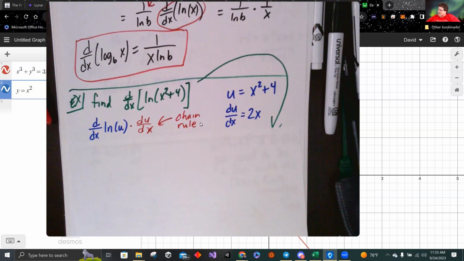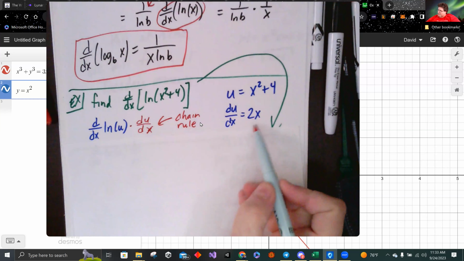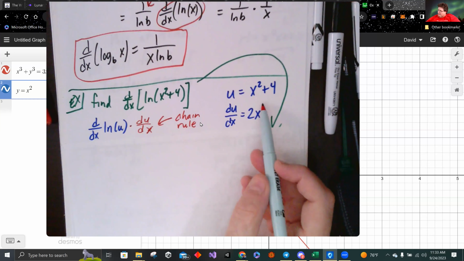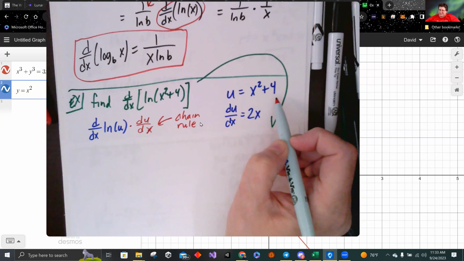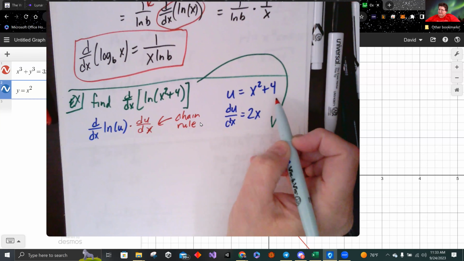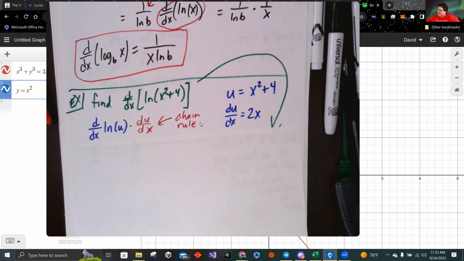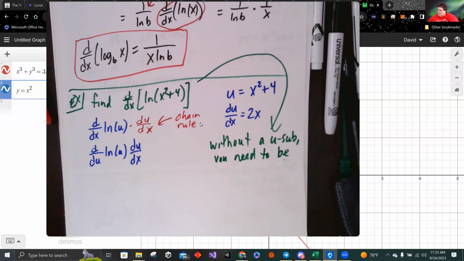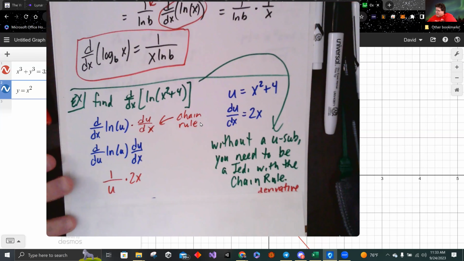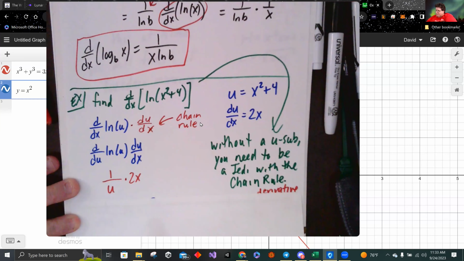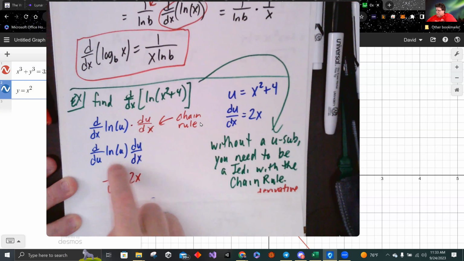Okay, so du dx is 2x. The 4 goes away. I was seeing this in some tests. Taking the derivative of a constant, people were leaving the constant. It's gone. Don't leave it there. So, oh, I wrote it again here. Look at that. So we've got derivative of natural log of u is just 1 over u.